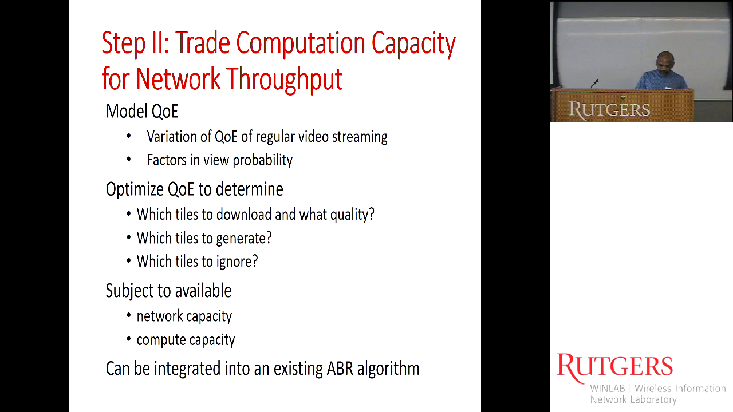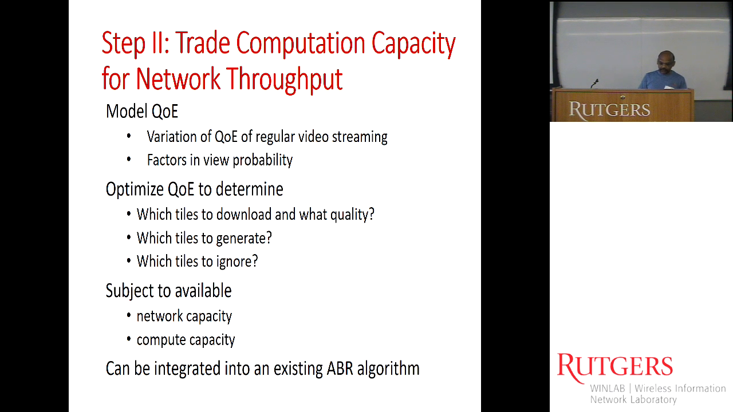This can certainly be refined. So the approach is that you come up with a model of quality of experience, and here you can borrow liberally from existing literature. These things are kind of standard now in video streaming, how to model quality of experience. And here the only additional thing is that you have to factor in view probability. If there are tiles you are less likely to view, you don't really care about them that much, okay? Because the probability that you are going to miss them is very little. And then you optimize the expression of the model to determine exactly what you want to download and what quality you want to download, assuming multiple qualities are available, and which tiles you want to generate locally.